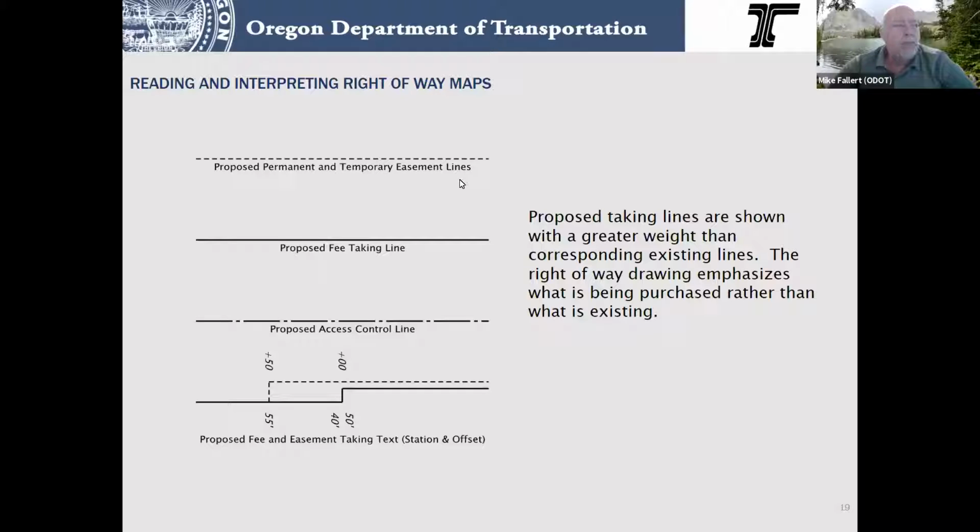So we have a permanent easement and temporary easement line, which is a dash. We've got a proposed fee taking line, which is solid. And then a proposed access control line. And here you can see the proposed fee and easement taking text with stations and offsets.